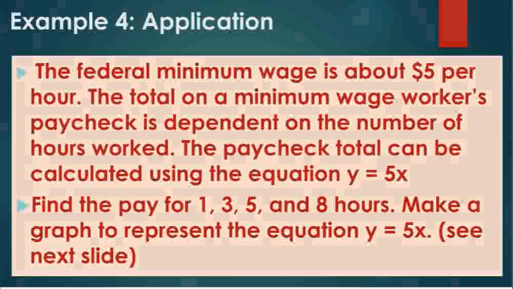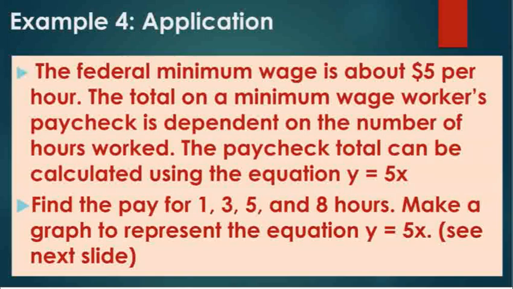Now a word problem here. The federal minimum wage is about $5 per hour. The total on a minimum wage worker's paycheck is dependent on the number of hours worked. The paycheck total can be calculated using the equation y equals 5x. Find the pay for 1 hour, 3 hours, 5 hours, and 8 hours. Make a graph to represent the equation y equals 5x. On the next slide, I have the table and the coordinate plane, so we'll go to that slide right now.